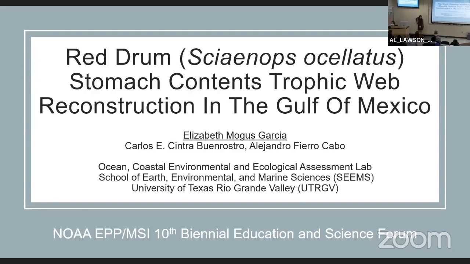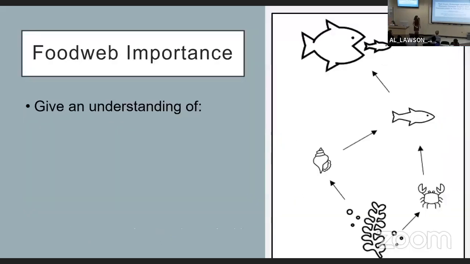I'm a CCMU grad scholar at UTRGV, and I'm looking specifically at stomach contents of red drum. Okay. So just to give a little background on the importance of looking at food webs.